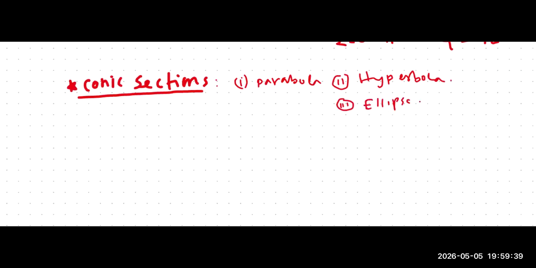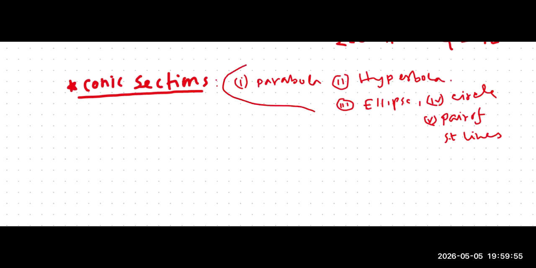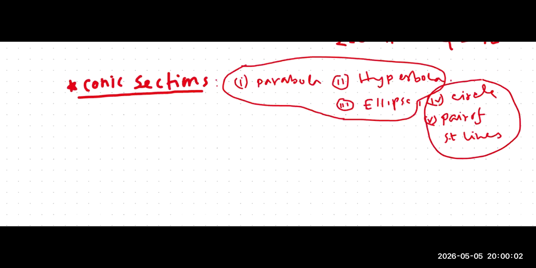And we can find circle and even pair of straight lines. So our main interest is to know the standard form of parabola, ellipse, and hyperbola. Circle and pair of straight line is less important, I think excluded for your exam. So basically in this section we will learn about the standard formulas of parabola, ellipse, and hyperbola.